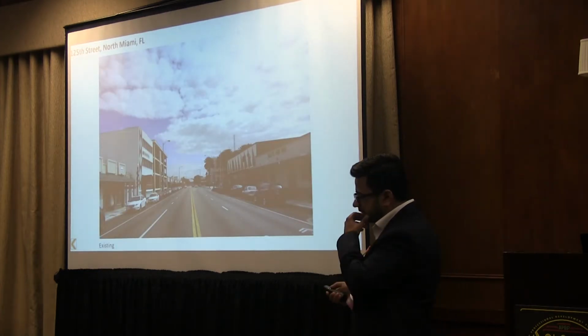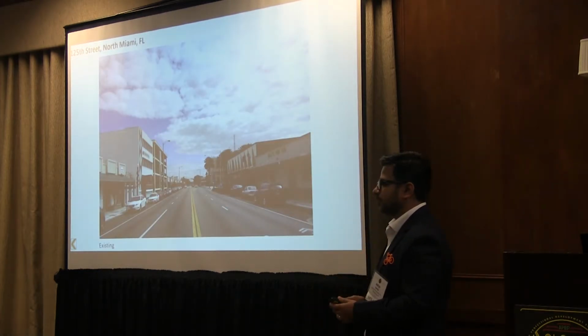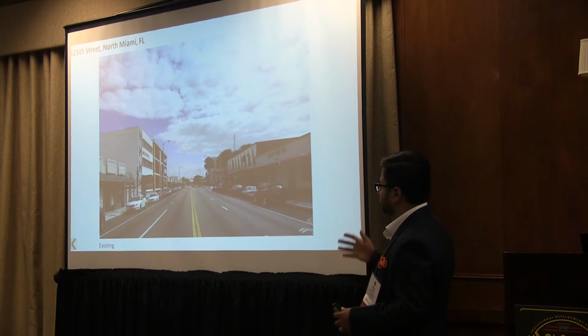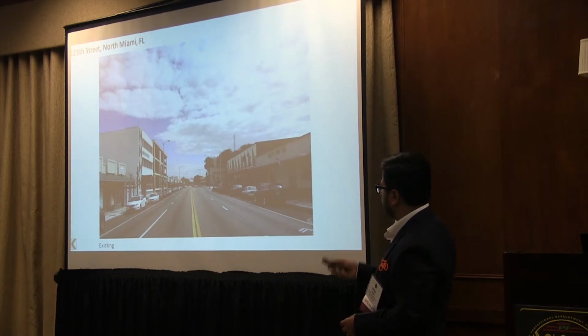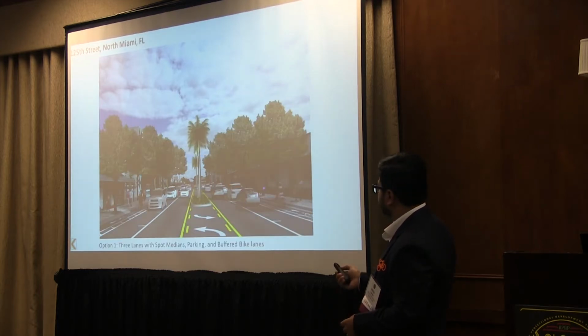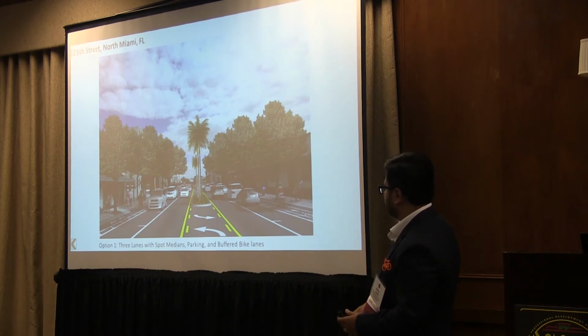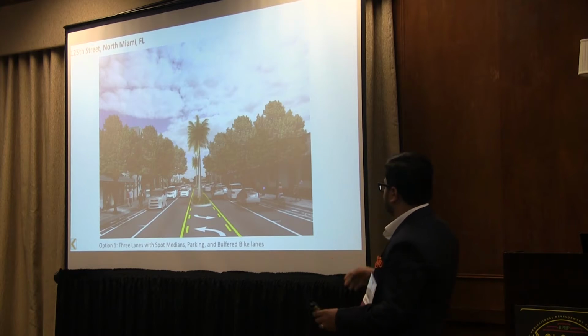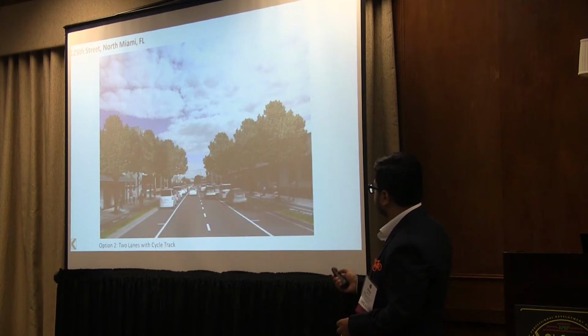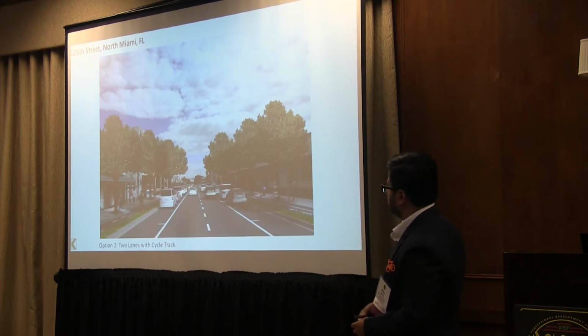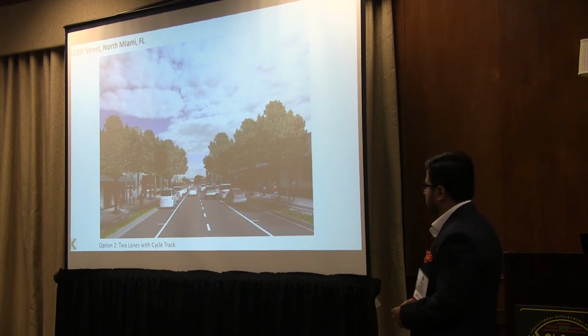So renderings like these are really helpful for the community members to visualize the changes in their particular area on their particular street. This is a street in North Miami, which is again 4-lane undivided with parking on both sides. And we were looking at options where you're doing a road diet with spot medians, a 3-lane cross section, parking with buffered bike lanes, adding street trees, or a landscape curb separated protected bike lanes.